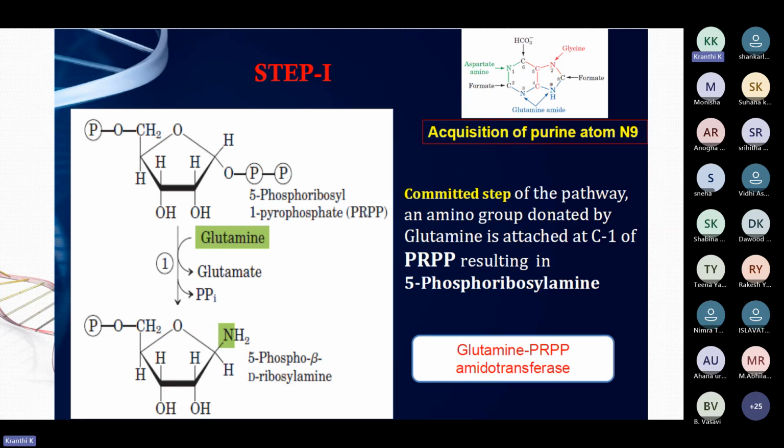Here there is one enzyme, because without enzyme, no step will move further. For every step, there is a role of enzyme. So for the conversion of each step, we need enzymes. So what is the enzyme here? Glutamine PRPP amidotransferase. It is transferring the amino group from glutamine, which is an amino acid, to the PRPP. What is this enzyme called? The glutamine PRPP amidotransferase.